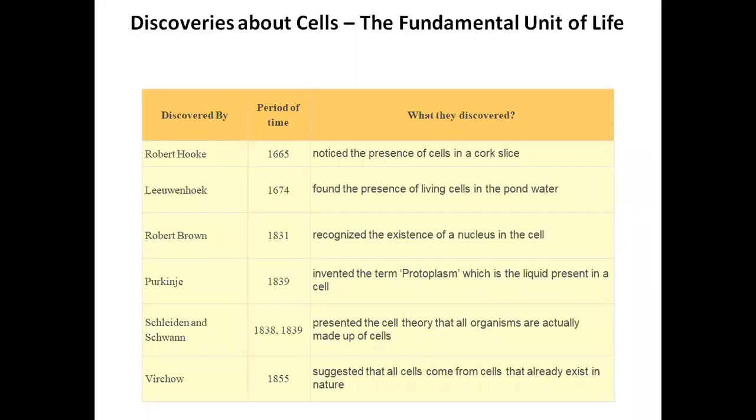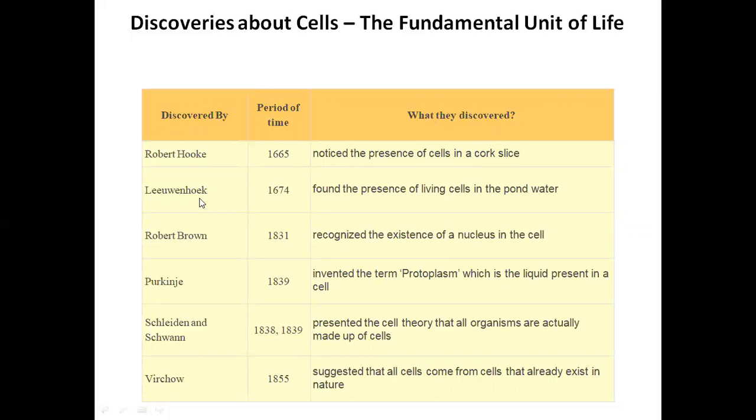Now, discoveries about cells. The first discovery related to the cell was by a biologist named Robert Hooke, who in 1665 noticed the presence of cells in a cork slide. Cork, as you know, is made up of wood, so what he observed was actually dead cells. It appeared like a honeycomb structure. To him, it appeared like a compartment or an empty room. That's why he called it cellula, and from the word cellula, the name cell has been derived.